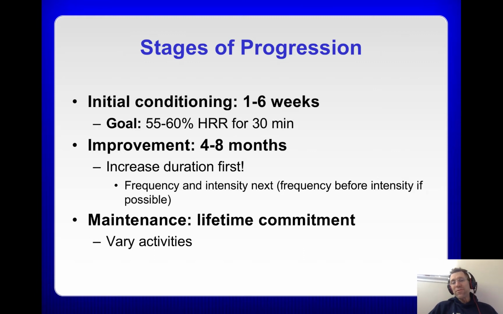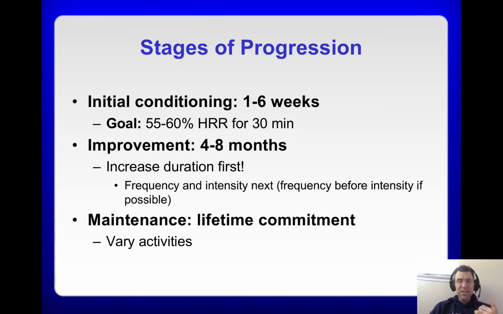When we get to the improvement phase, a good rule of thumb is to increase duration first. So if you have somebody, I think I used 20 minutes a session, 3 days a week at 60% of heart rate reserve, have them go to 25 minutes a session at the same intensity and the same frequency. Once they feel comfortable with that, you can back off duration again and add an extra day per week, or back off duration and increase intensity. But increase duration first. Get them comfortable doing what you had them do, just for a longer amount of time. It's a lot safer, and that's why we do that.